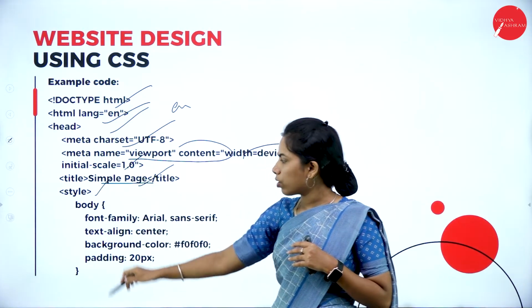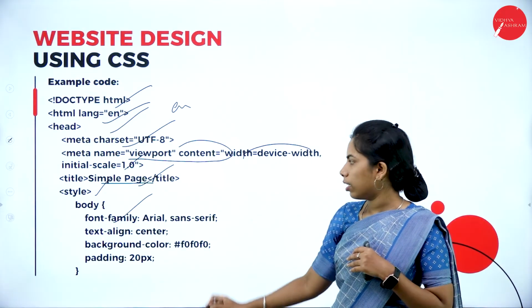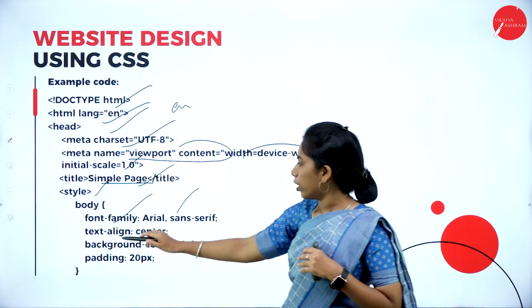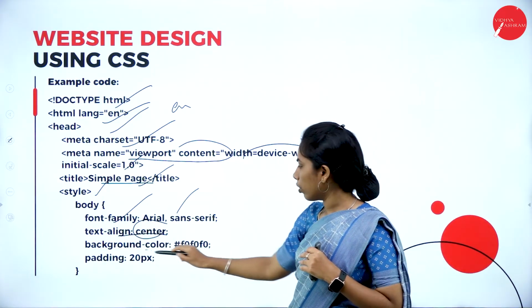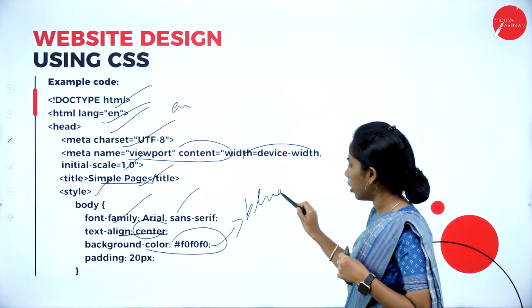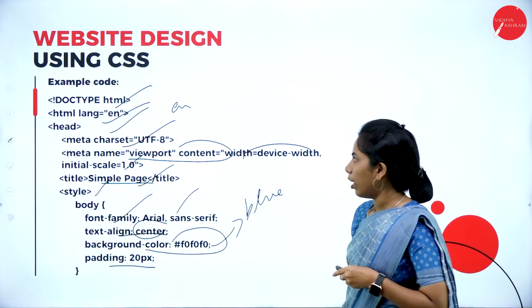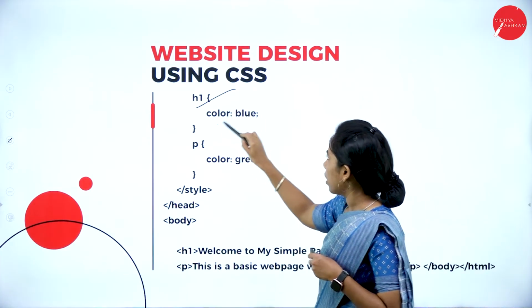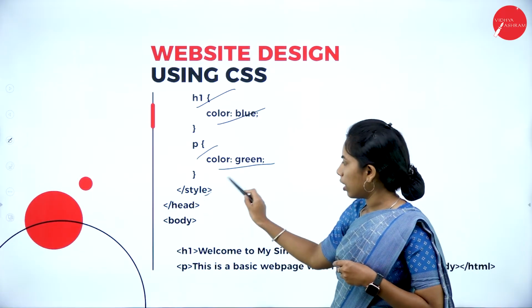So for style, use a CSS script. These are all CSS script. First we set the font family, that is Arial, and text align is center, not left or right, and background color is this one. This can be a blue color or gray color, anything. And also padding is 20 pixels. And then heading 1 is color blue and paragraph is color green, and close the style tag.